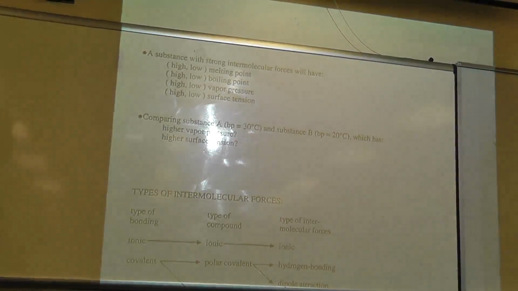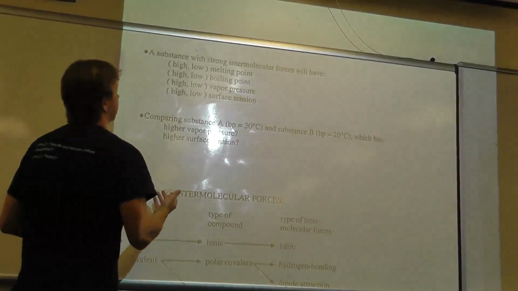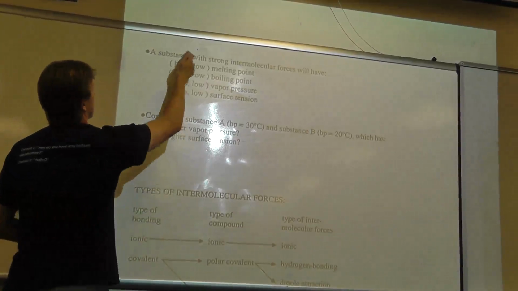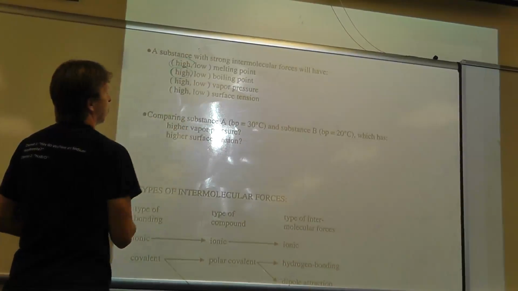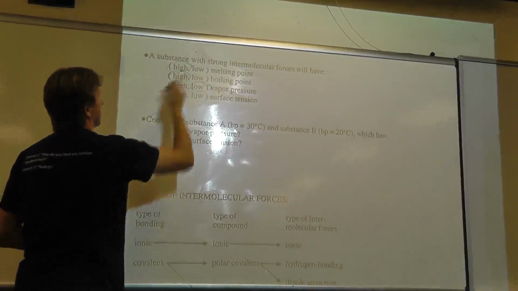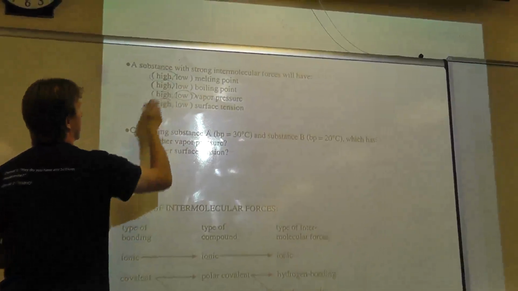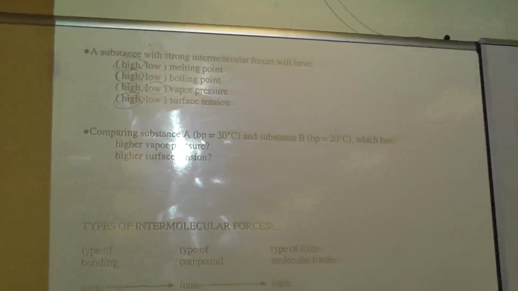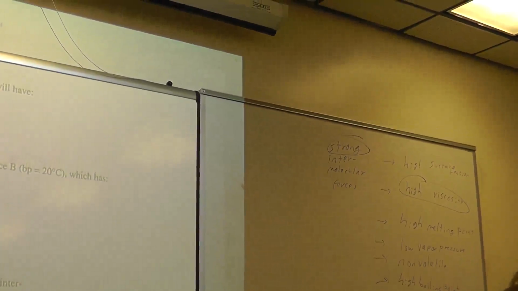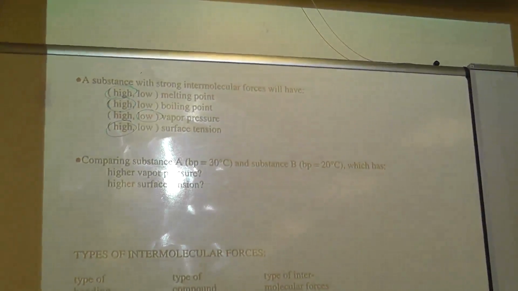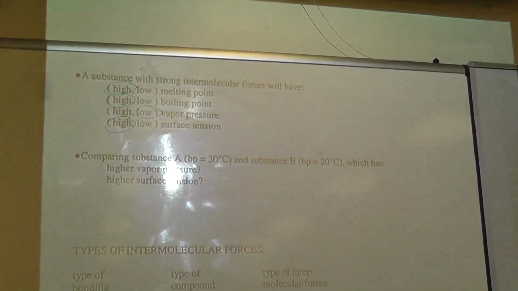Things with strong intermolecular forces. Is melting point going to be high or low? Boiling point. Vapor pressure. Good. And surface tension. Good. Question about those patterns. Strong intermolecular forces means they hold on to each other very tightly, very rigidly, and they're not going to let go. Not without a fight, at least. Question on that.